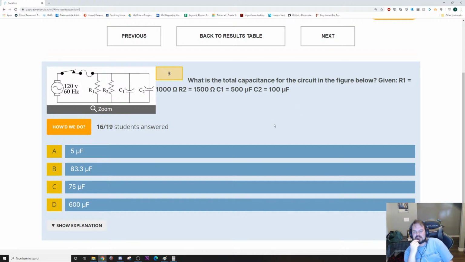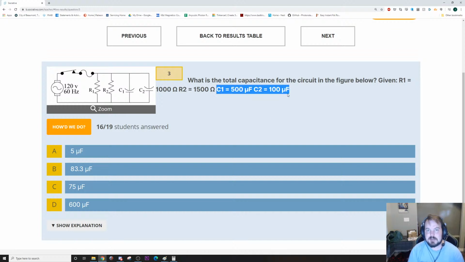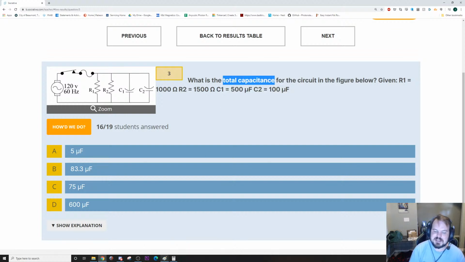What is the total capacitance for the circuit in the figure below? Okay, same circuit, different numbers. So I don't get to use my numbers. 500, 100. Yeah, they've changed it. They've changed it just enough that I can't use that same math. But same steps apply. But remember, read the question. They only care about capacitance in this circuit.